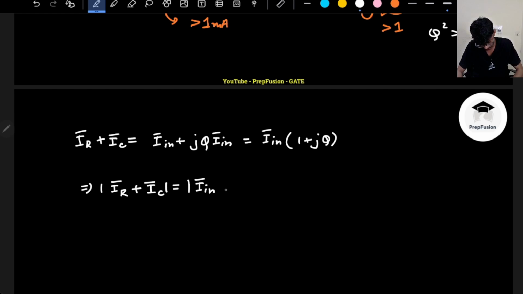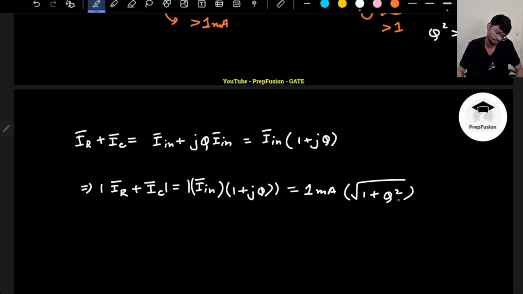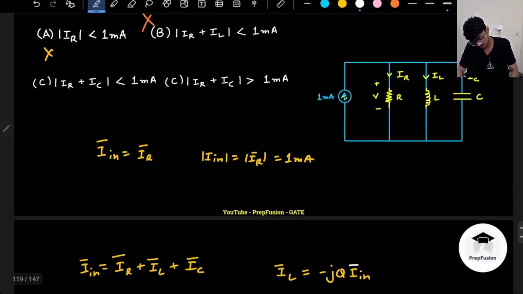So this will be the magnitude of 1 plus jQ. This will come out to be I in magnitude, that is 1 milliampere, times the whole under root 1 plus Q square. Again, same observation: this has to be greater than 1 milliampere because Q square will be greater than 0. So ultimately this will be greater than 1 milliampere. So this option is also wrong.